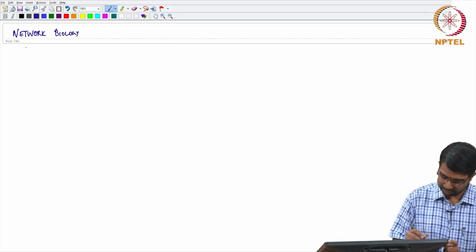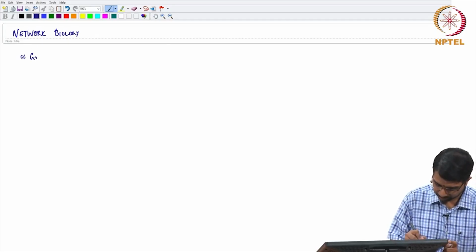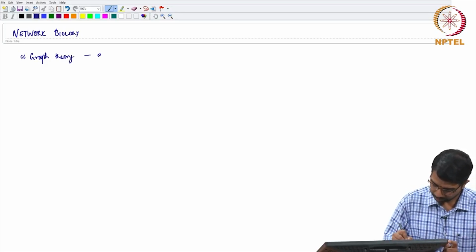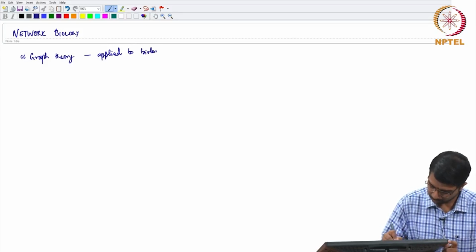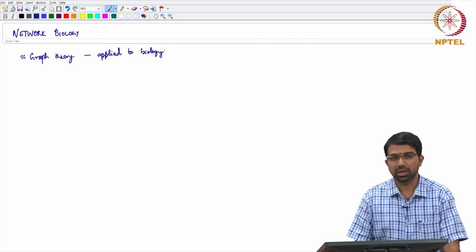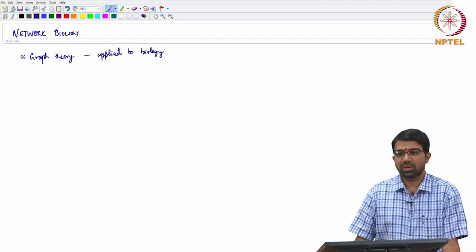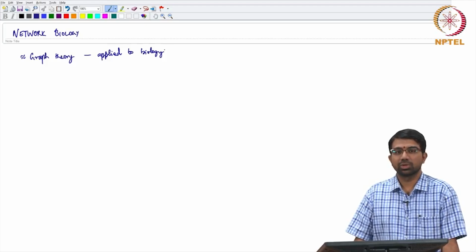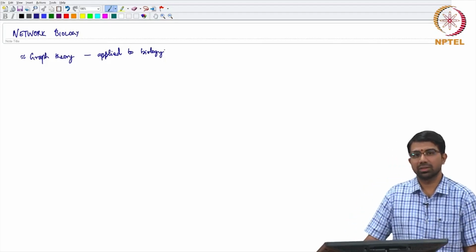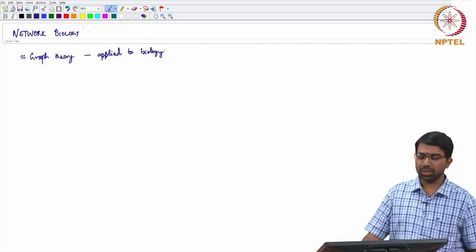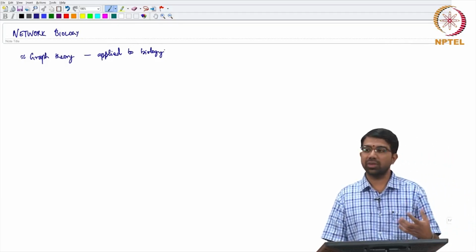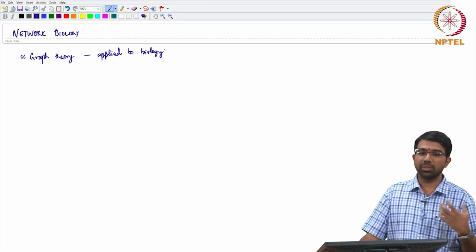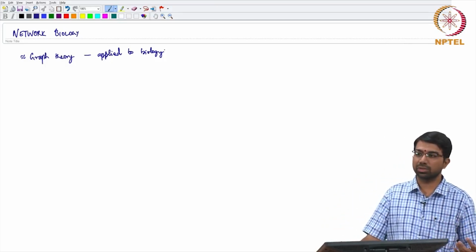So, what is network biology? It is nothing but graph theory applied to biology. We started with the history of graph theory, looking at Euler's classic contribution of showing that there is no Eulerian path in the bridges of Königsberg. But beyond that, we started seeing why we need to study graphs in biology. It turns out that many biological problems map nicely back onto graphs.